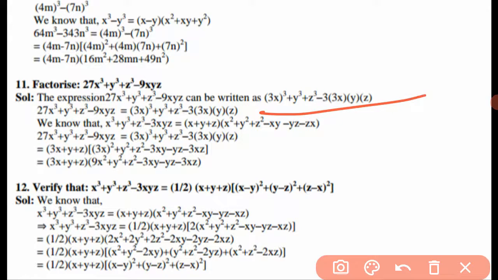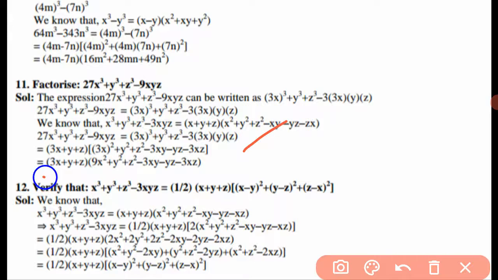By using this identity, we can expand it, and by expanding, it will be equal to (3x)³ + y³ + z³ − 3·3x·y·z. Now we know that x³ + y³ + z³ − 3xyz equals (x + y + z)(x² + y² + z² − xy − yz − zx). Now that is equal to (3x)³ + y³ + z³ − 3·3x·y·z.